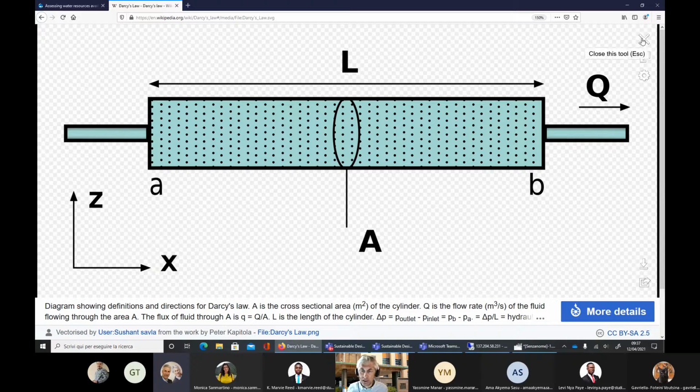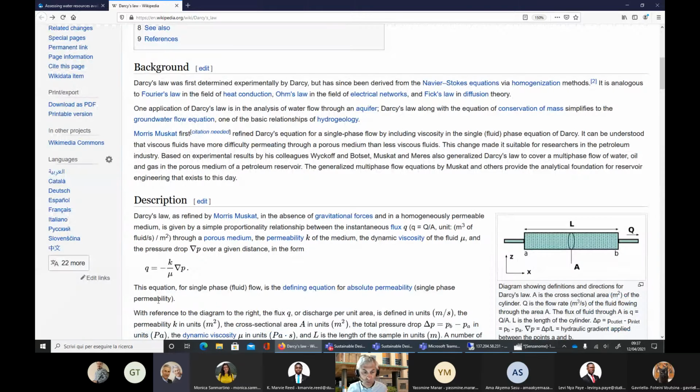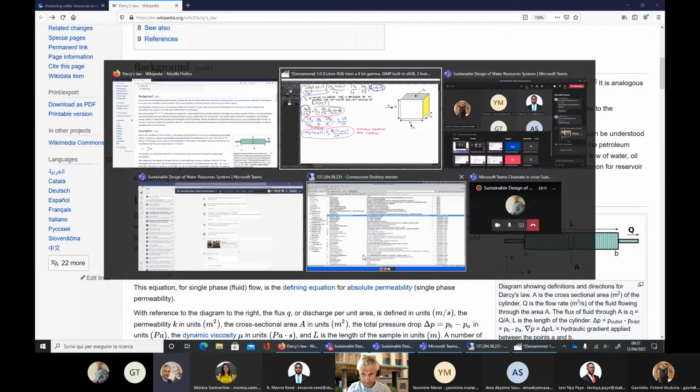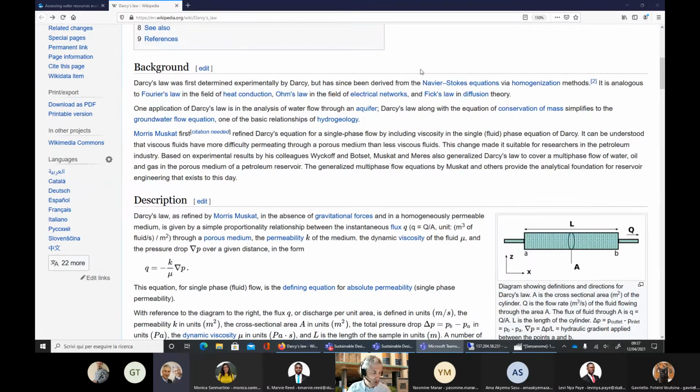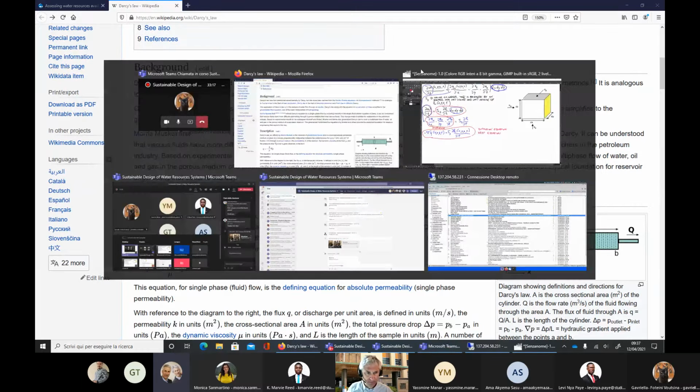Now, Darcy's law is very simple to write, and we can write it in 3D, because so far we worked in 3 dimensions. And now let me go back to my web page, to the Blackboard.